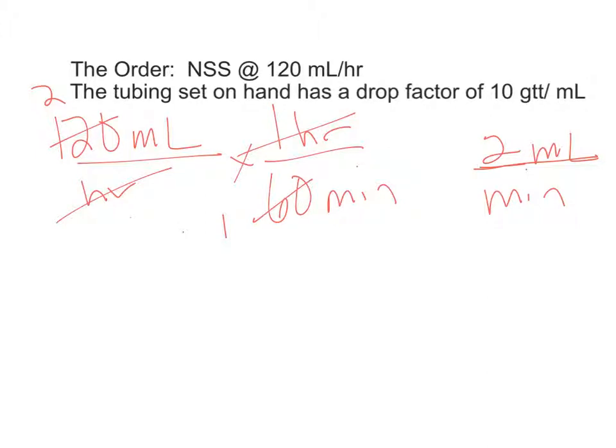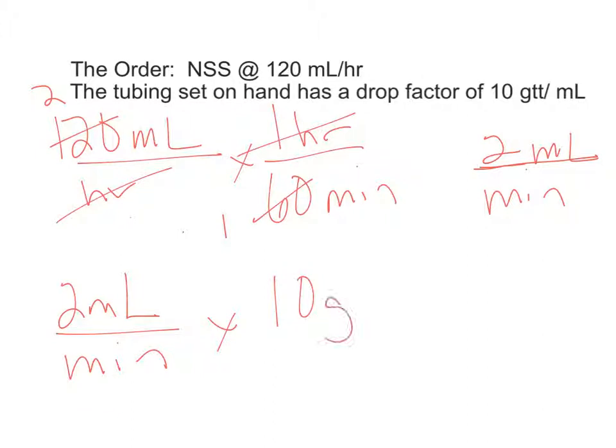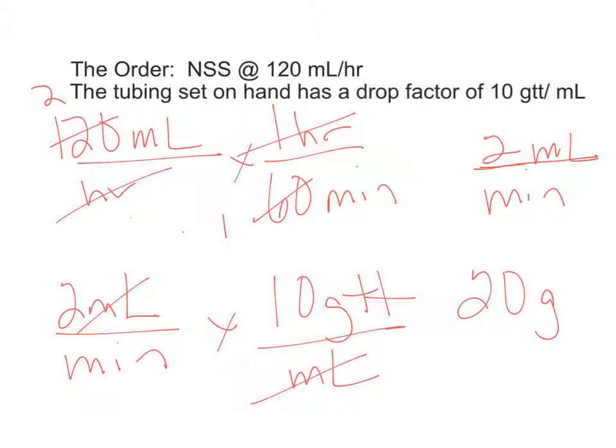Now we want to know how many drops per minute. So we have to convert that. So let's get our drop factor out here. We have 10 drops per milliliter. Milliliters cancel out. Multiplying across, 20 drops per minute. And that's our answer. Okay?